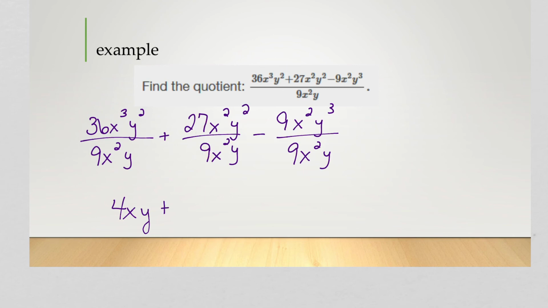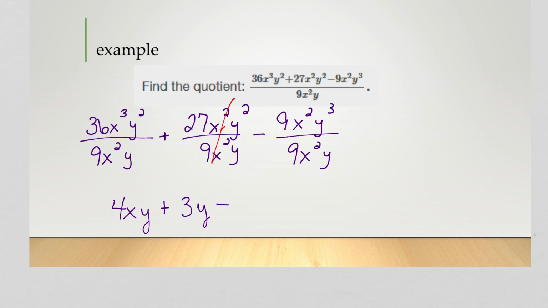27 divided by 9 is 3. X squared divided by x squared, those guys just cancel out. And then y squared divided by y. 2 minus 1 is 1. I have 1y. Oops, let's do that in the better color, purple color. There we go. Minus, where'd I get the minus from? Right here. 9 divided by 9 is 1.